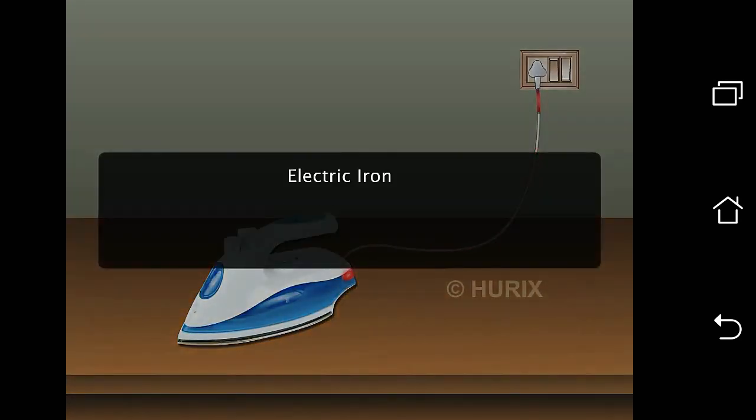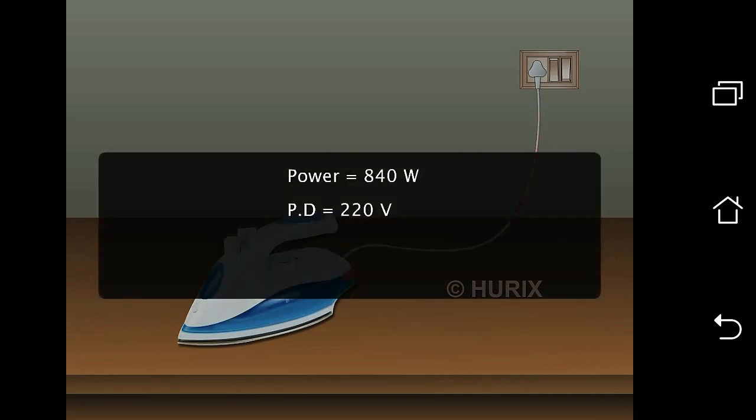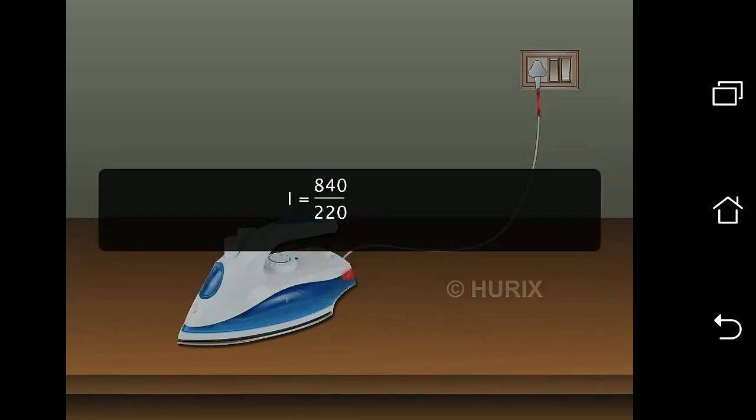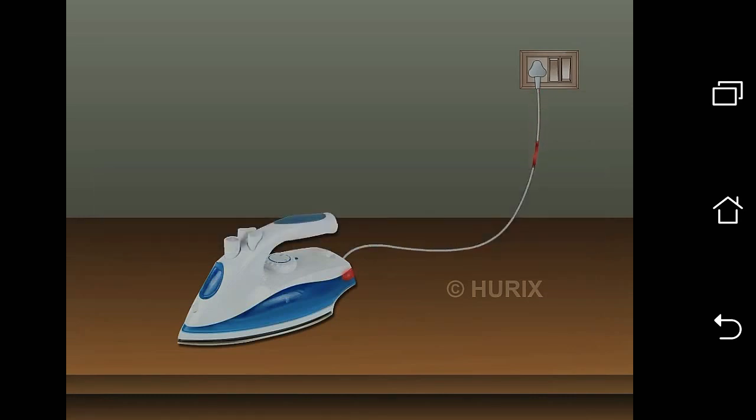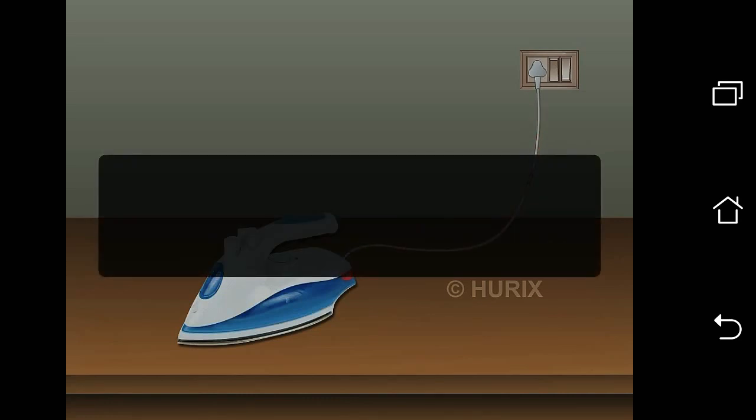Suppose an electric iron consumes energy at a rate of 840 watts when heating is at the maximum and its voltage is 220 volts. So first, let us find out the current I flowing by using the formula I equals P by V. By calculating, we get current I as 3.82 ampere. Now let's calculate the resistance R by using the formula R equals V by I.